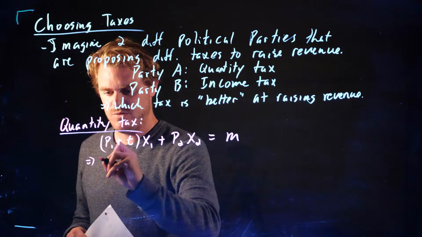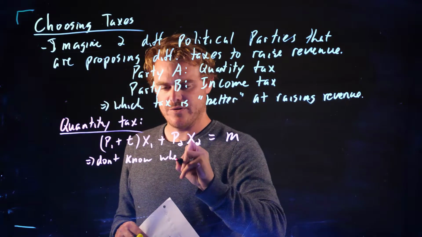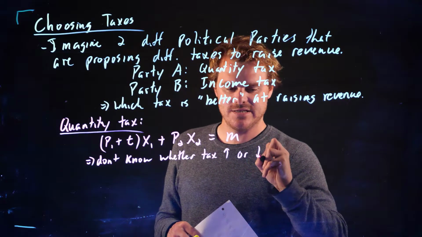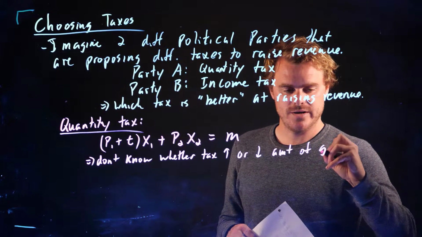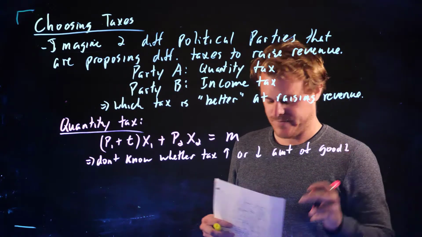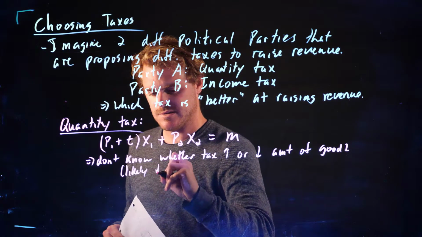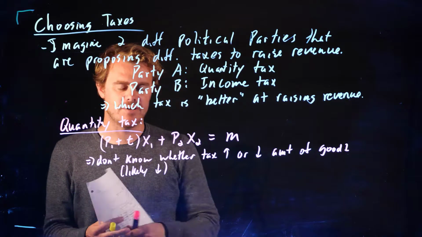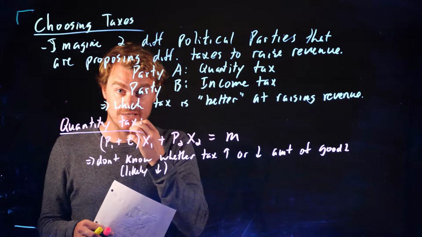So we don't know whether this tax increases or decreases the amount of good one, though it's likely going to decrease. Only in certain cases do we actually see an increase of it. If we put a tax on something, it's likely going to cause us to have less of it.